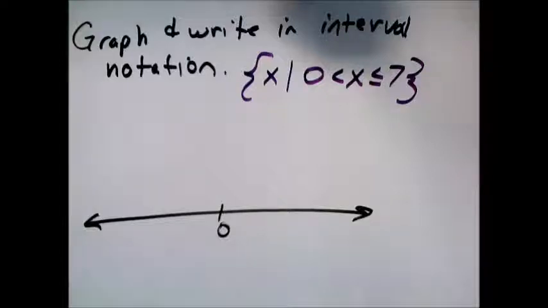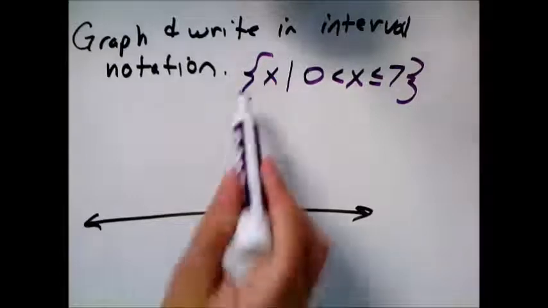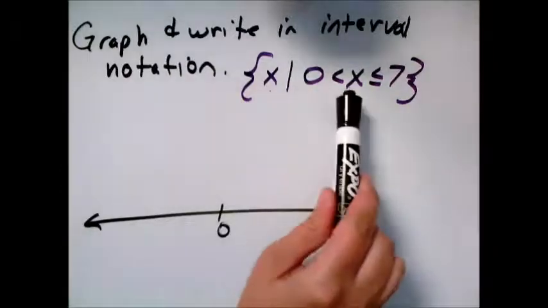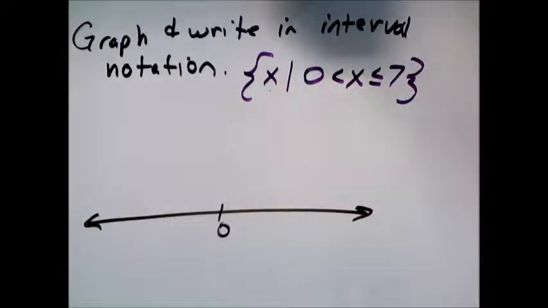Here we're going to look at writing things in interval notation from what's called set builder. So here they're saying x, and they're saying x such that they're giving us some constraints on x. So they say x has to be bigger than 0 but smaller than or equal to 7.